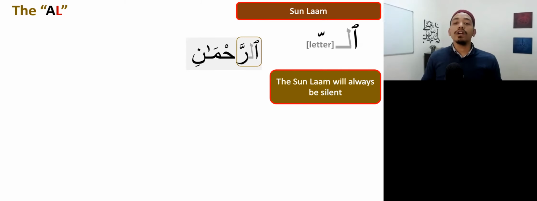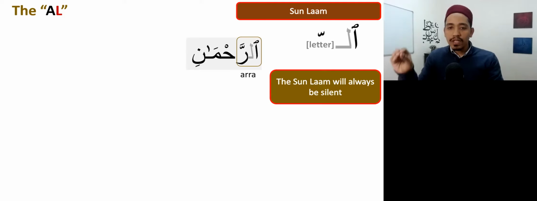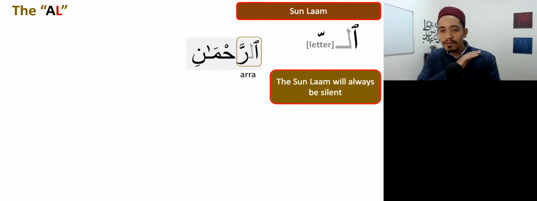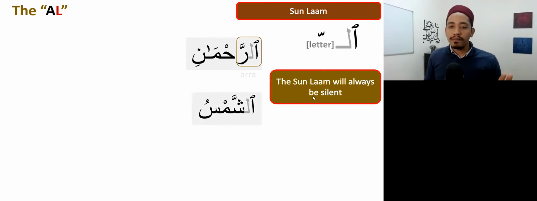Okay. Look how this is read. We all know this word in Surah Fatiha: Ar-Rahman. Look at this part. Ar-Ra. Can you see I'm going straight from the a to the ra? The lam is zero, skipped. Ar-ra.